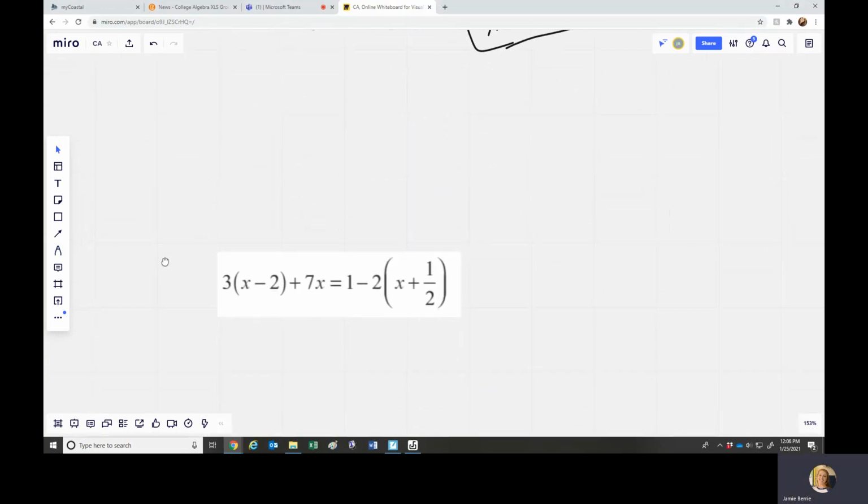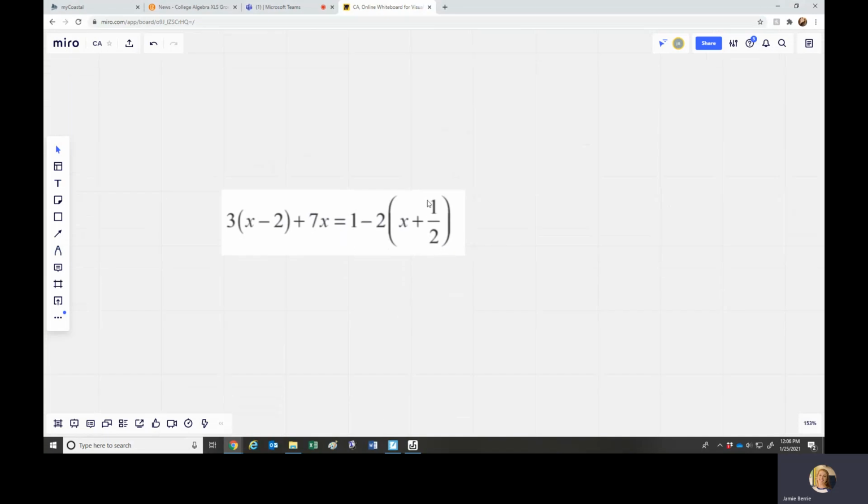Okay, let's look at this one. Again, I threw this one in here just because it has this little fraction in here. These are all coming off of the homework. So I have 3 times x minus 2 plus 7x equals 1 minus 2 times x plus 1/2. If the fraction bothers you, you could just change this to 0.5 if you wanted to. 1/2 is the same thing as 0.5.